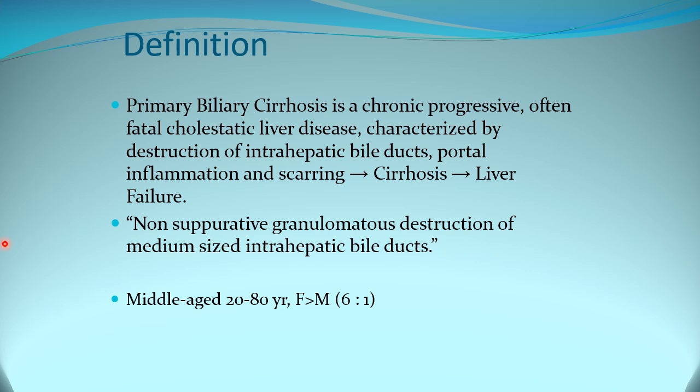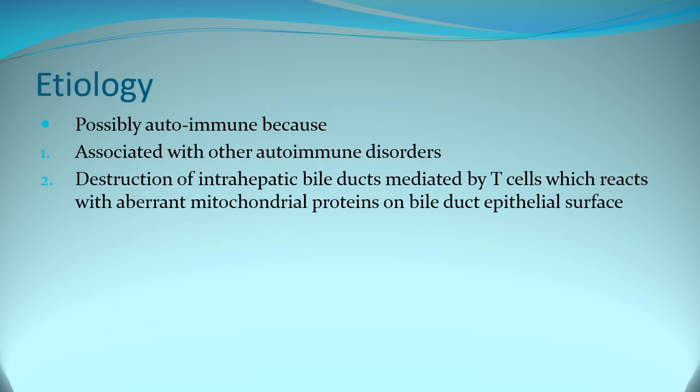It is a non-suppurative granulomatous destruction of the medium-sized intrahepatic bile ducts. So there is a formation of granuloma and not a suppurative inflammation. Mainly it is caused by a certain immunological mechanism. It most commonly occurs in middle-aged people, about 20 to 80 years, and females are most prone to it.